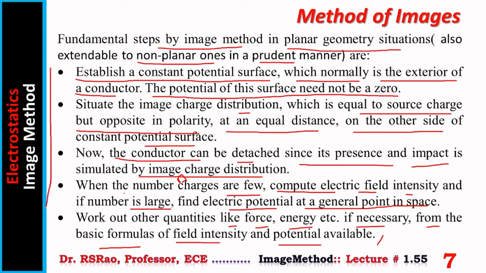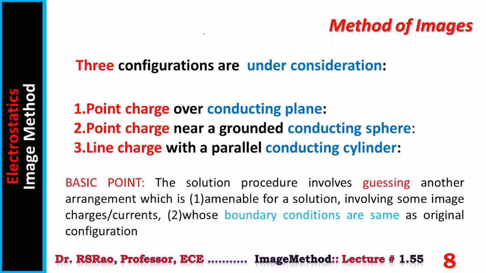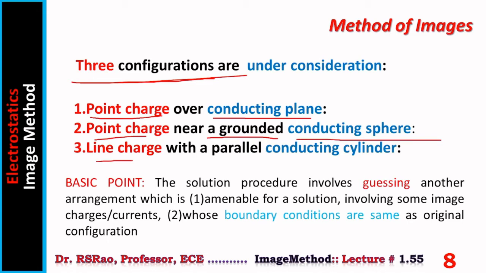These 5 steps give a lot of information pertaining to the application of the image method to solve problems that involve reflection symmetry. Now, to go a little deeper and to illustrate the applications of the various principles that are discussed until now, we consider 3 configurations. These are configurations which involve a point charge over a conducting plane, a point charge near a grounded conducting sphere, and a line charge in parallel with a conducting cylinder.